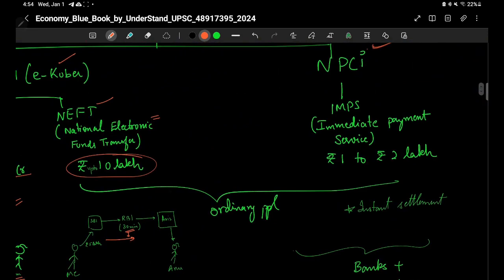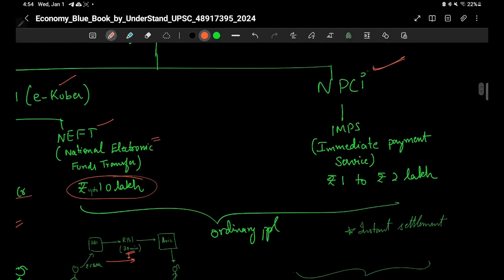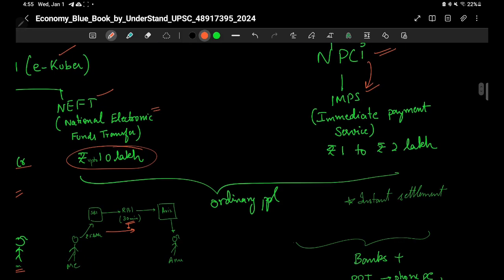Whereas NPCI invented IMPS. What is IMPS? Immediate Payment Service. It is valid only for transactions from 1 rupee to 2 lakh. I think they have increased this 2 lakh to 5 lakh recently. I'm not sure about this amount, but you can verify.